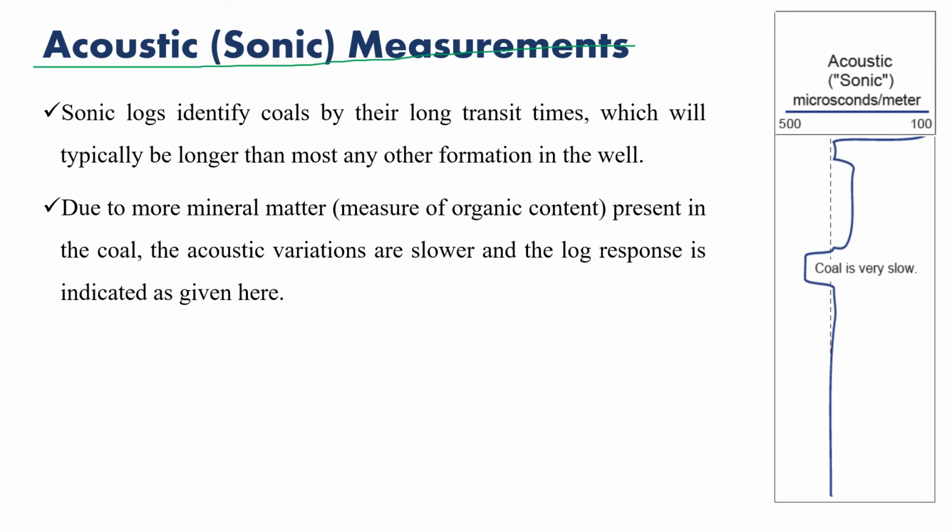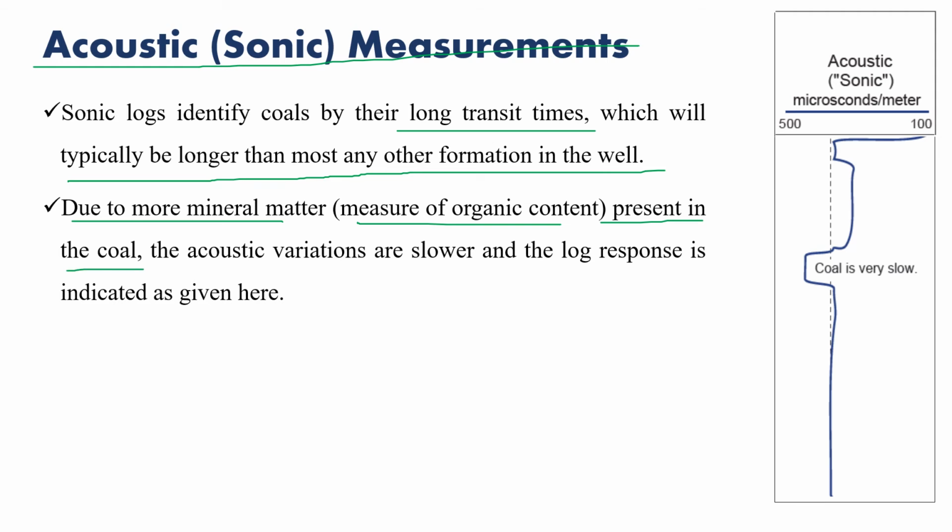Acoustic sonic measurements. Sonic tools identify coals by their long transit times, also called interval transit time, in microsecond per foot or microsecond per meter, which will typically be longer than most any other formation in the well. So coals will have higher transit times, right? If the transit time is high, the conduction is very low due to more mineral matter, and that is the measure of organic content present in the coal. The acoustic variations are slower and the log response is indicated as given here.